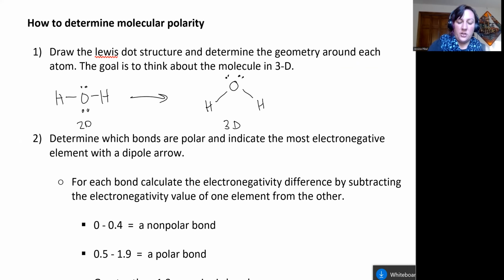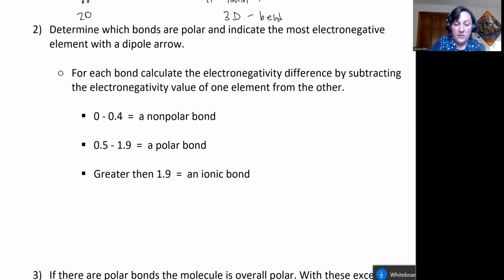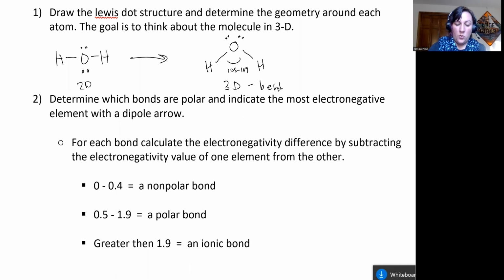So here's our 3D picture. It's bent. We know this is about 105 to 109. And now with this picture in our minds, we can establish if we have an overall polar molecule. Once we have our 3D picture, we will go through and calculate the difference in electronegativities for each of our bonds. And we did that just earlier, so we can put that in.